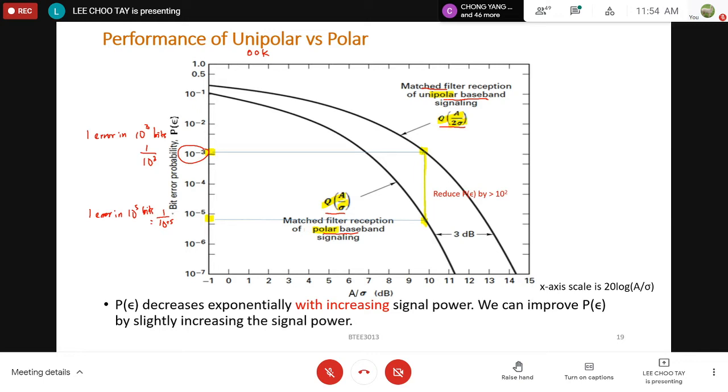All right. So which one is better? The lower the better, isn't it? One error in 10 to the power of 5 bits is better, right? So in this case, you can see that the polar baseband signal will actually give you better performance in probability of error, as compared to the unipolar, if both of them are transmitted using the same power or the same A over sigma, which is this one over here. So that is one way to interpret the curve.